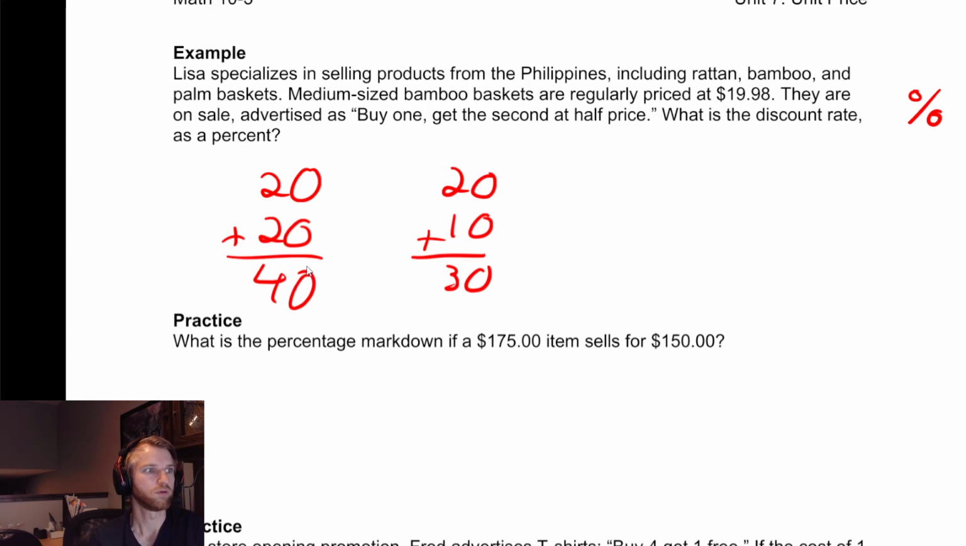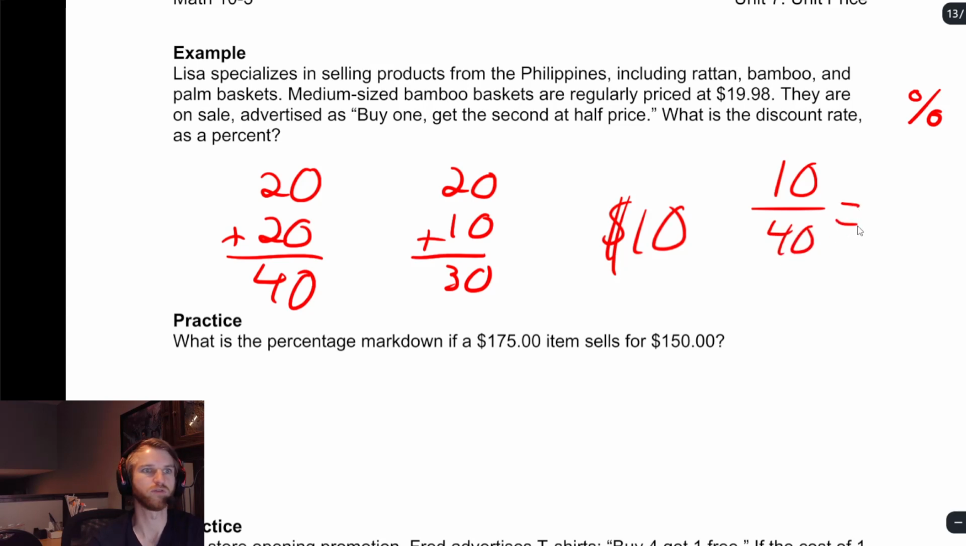So 40 is what you normally would pay, and 30 is what you're actually paying. So we saved $10. Then what's our discount rate? $10 off of 40 would be our percent. We'd be saying 10 out of 40 is what we saved. Total was 40, and 10 was the part that we saved. We put that into our calculator and we get 0.25, which is 25%.